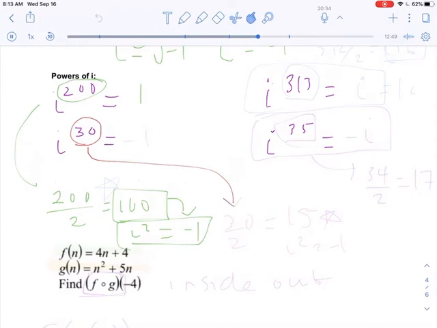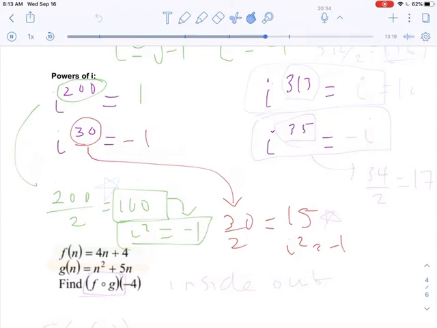Similarly, with 30 here, I get 15, which means I'm going to have 15 i squareds or 15 -1s being multiplied to each other, which means this is an odd number. So I'm going to have -1 times -1 times -1, oscillating between positive and negative, but my final answer is going to be -1.